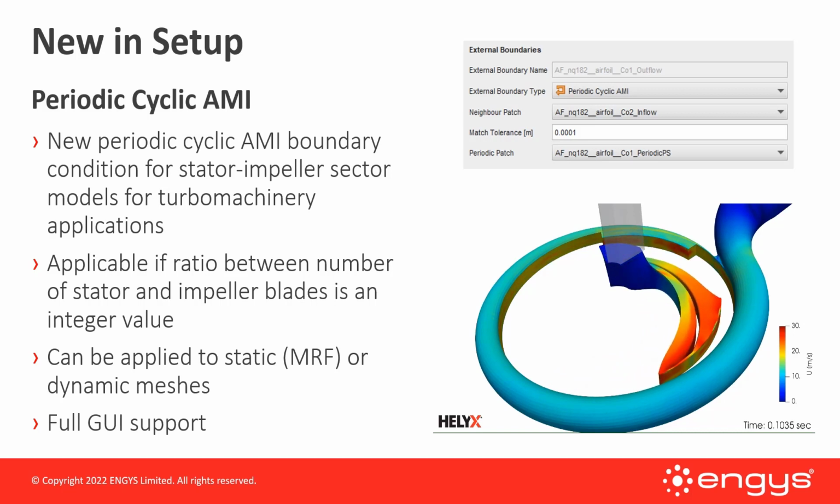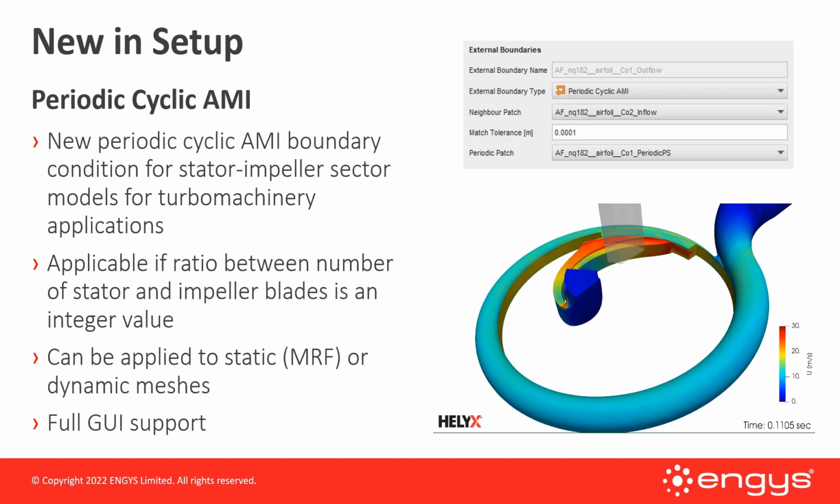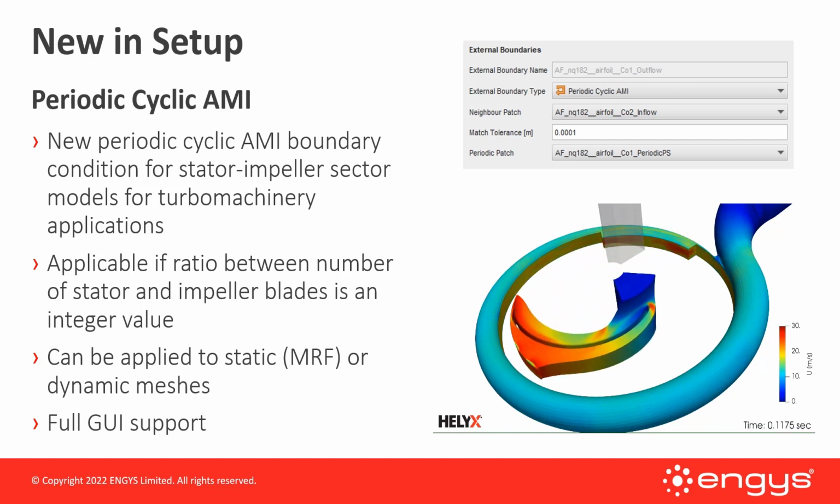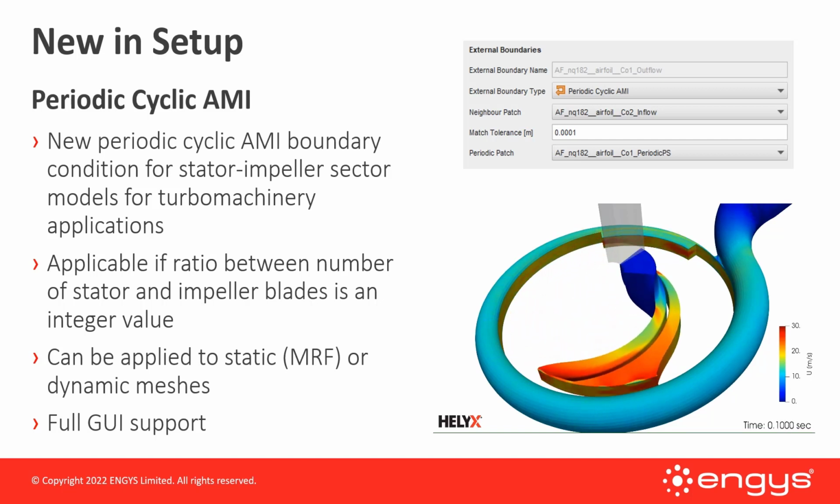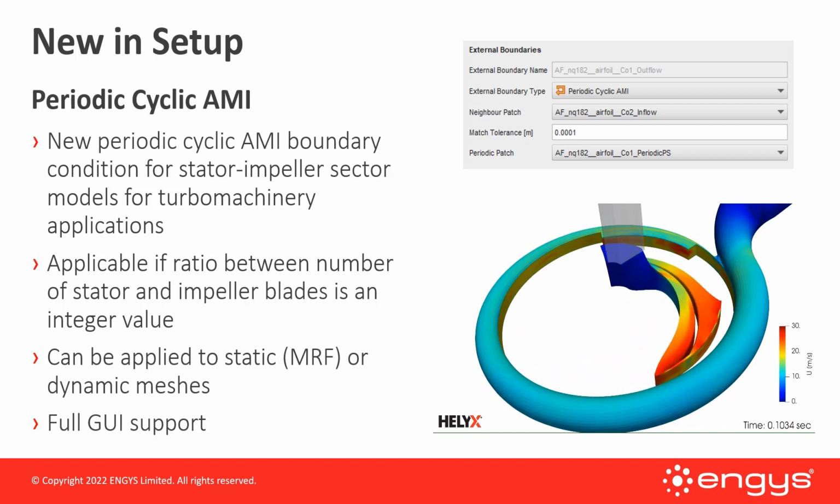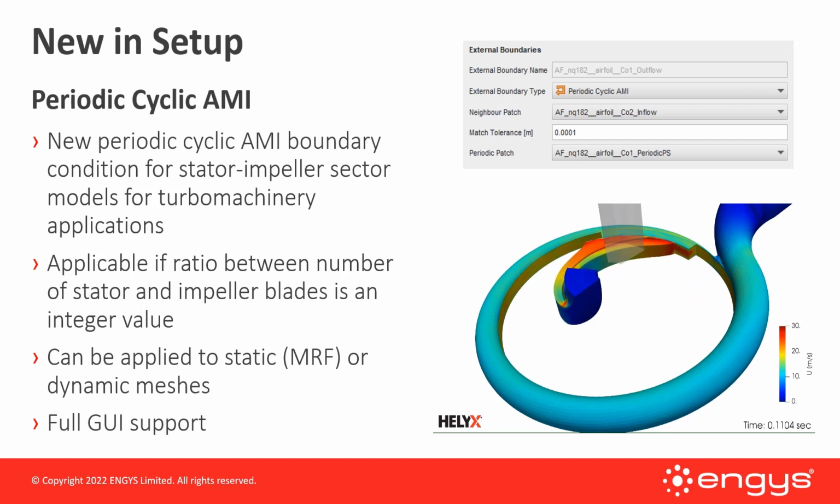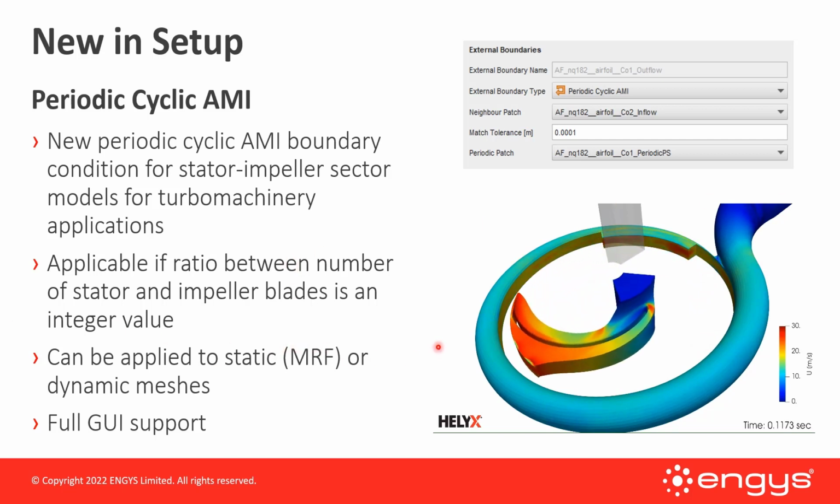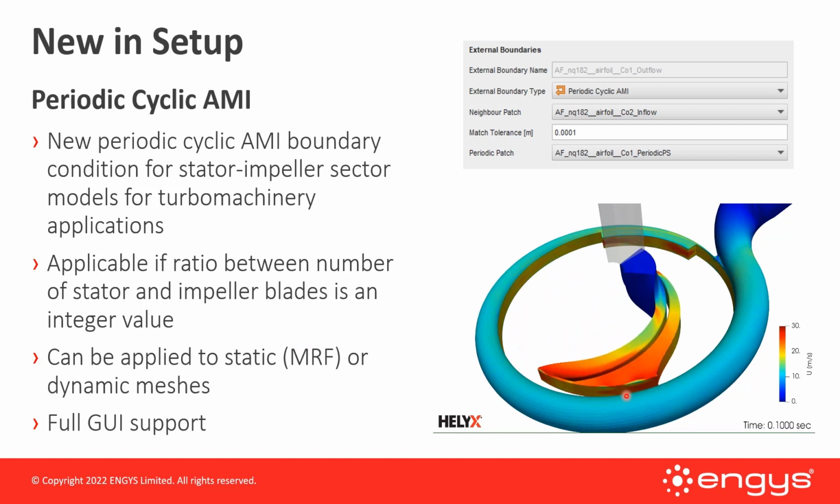Similar to discrete mixing plane, we also have the periodic cyclic AMI, which is a boundary condition for stator impeller sector models. And it's only applicable if the ratio between number of stator and impeller blades is an integer number, contrary to what happens in the discrete mixing plane. This can be applied to both static and dynamic meshes.